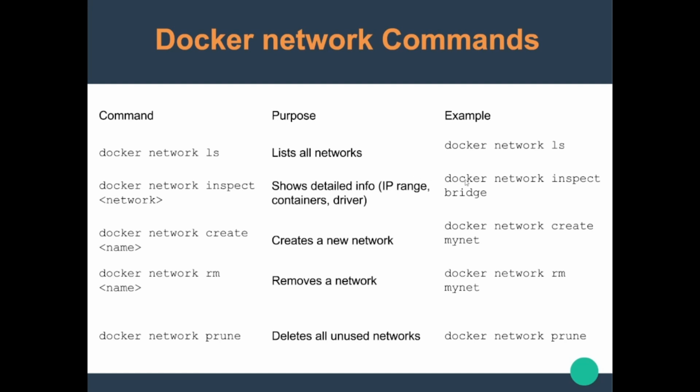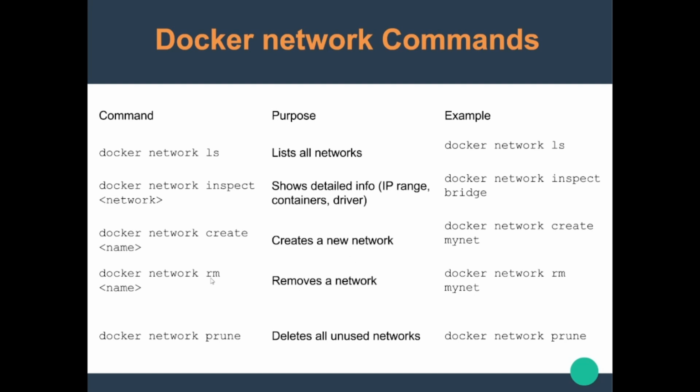For example, we have docker network inspect bridge. That is a network name, and it will list all the details of this network in JSON format. Now we have to create our own network. For that, we can use docker network create and then a name. This is a custom name, we can create anything. For example, here we see docker network create mynet.